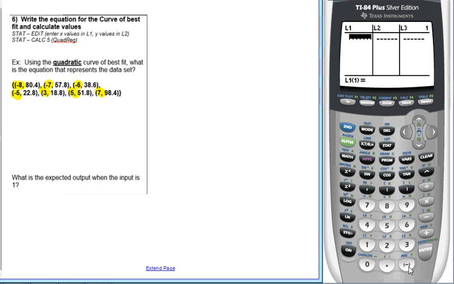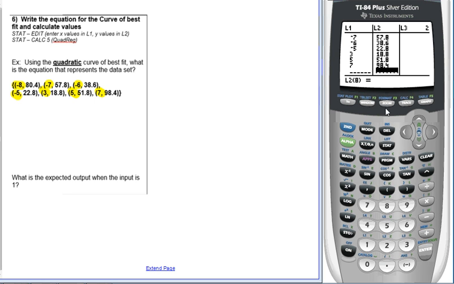So I've got negative 8, negative 7, negative 6, negative 5, 3, 5, and 7. And then my Y values are all the other ones. So I've got 80.4, 57.8, 38.6, 22.8, 18.8, 51.8, and 98.4. Again, make sure they're even, that you have the same amount in L1 and L2.